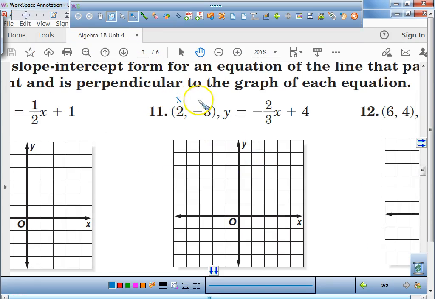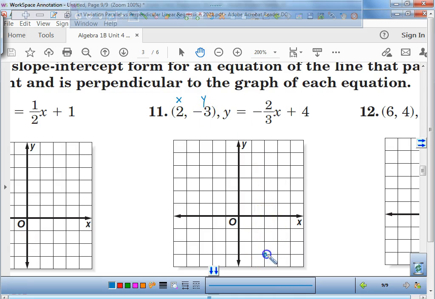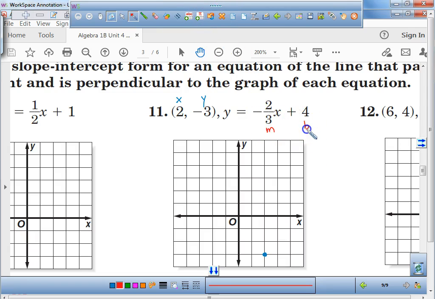Here's your x value. Here's your y value. I need you guys to plot 2, negative 3 right here. 2, negative 3. Next thing I want you to do is identify what the slope is and what the y-intercept is of the original equation.